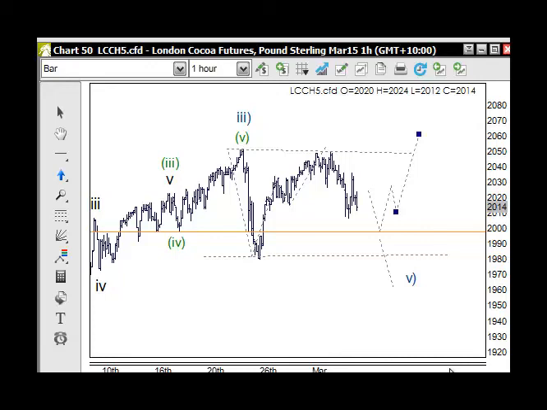Keep an eye on the oil market. The copper being stronger there will be good for the BHPs and the Rios of the world. But we'll still look short on soybeans, wheat, and we'll wait for corn to do its thing. The cotton and the cocoa are kind of shaping up now to be completing their corrections, and we can look to be going long in those perhaps later in the week, at latest early next week. All right, cheers.